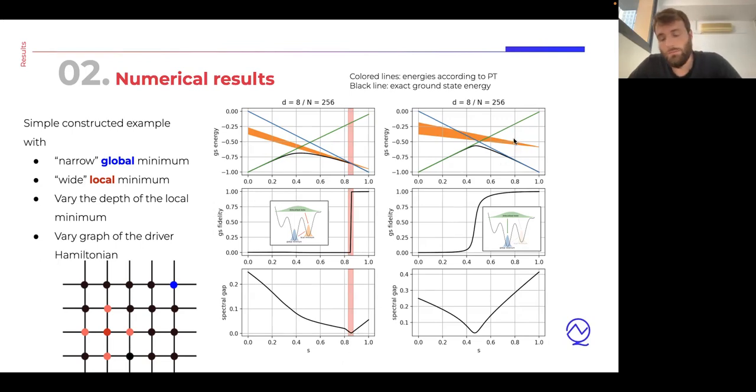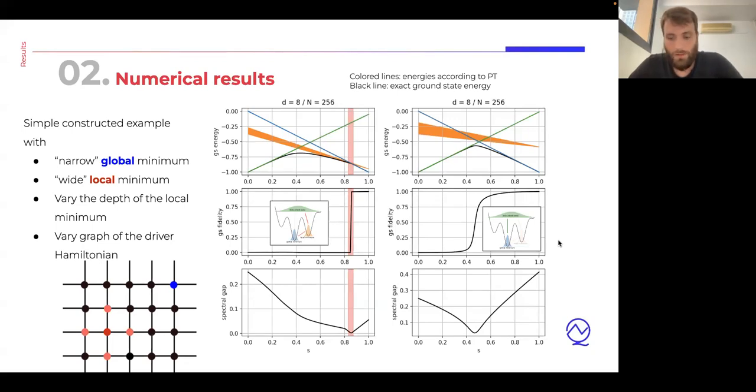And on the right-hand side, we see the same plots, now only for the case where we wouldn't expect to see a localized transition. In this case, we get a very smooth solution fidelity and a much larger spectral gap.